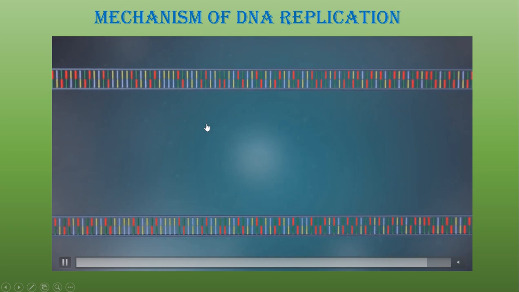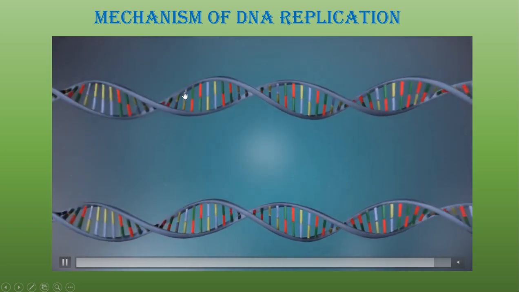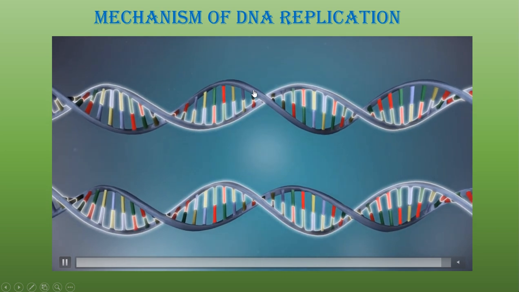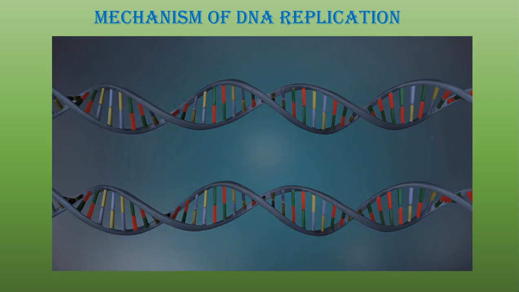So the mechanism of DNA replication is called the semi-conservative mechanism. It conserves one strand from the parent, and the other strand is a new strand that is formed, and this is semi-conservative DNA replication.